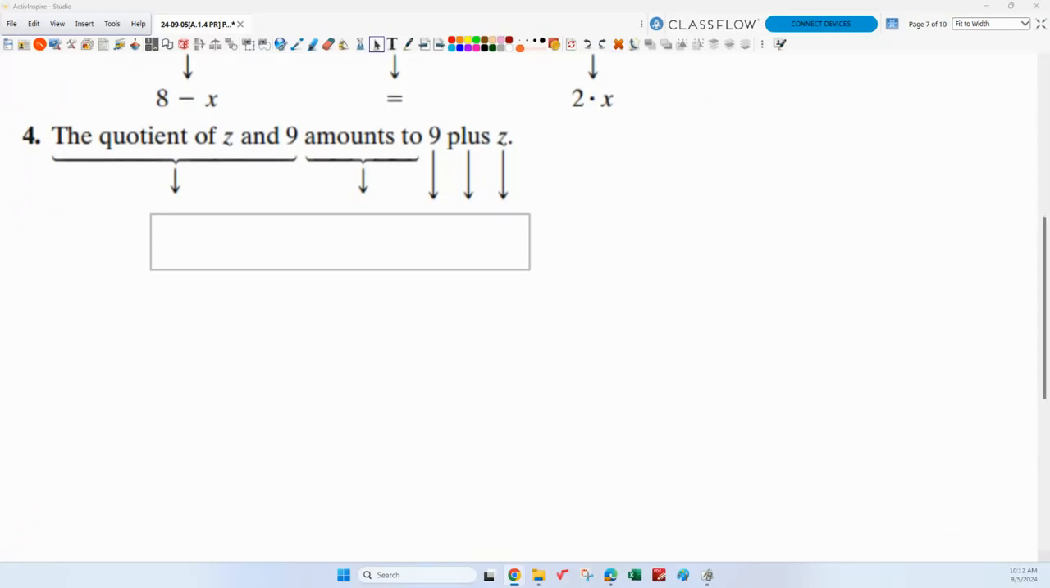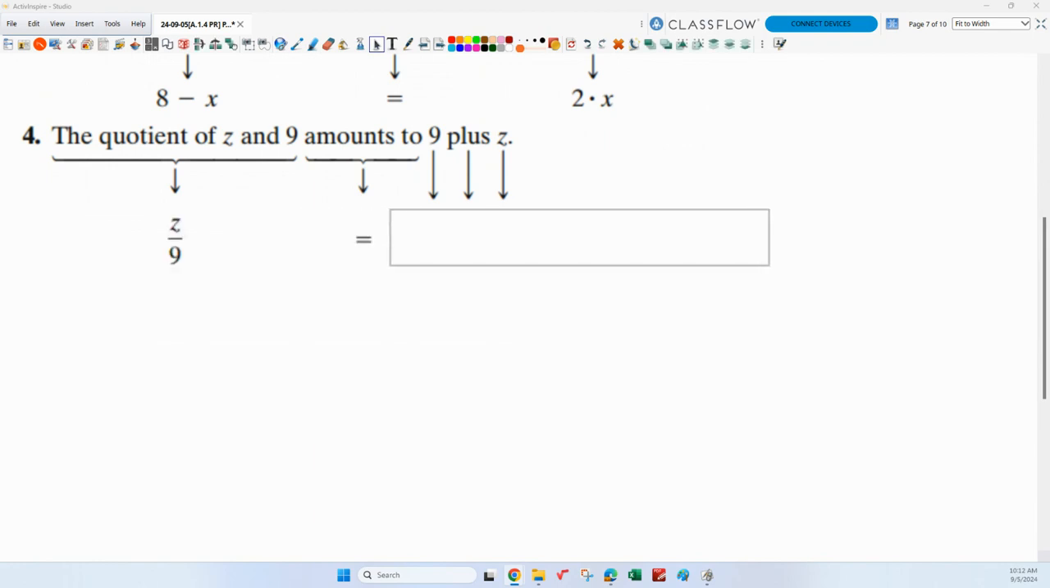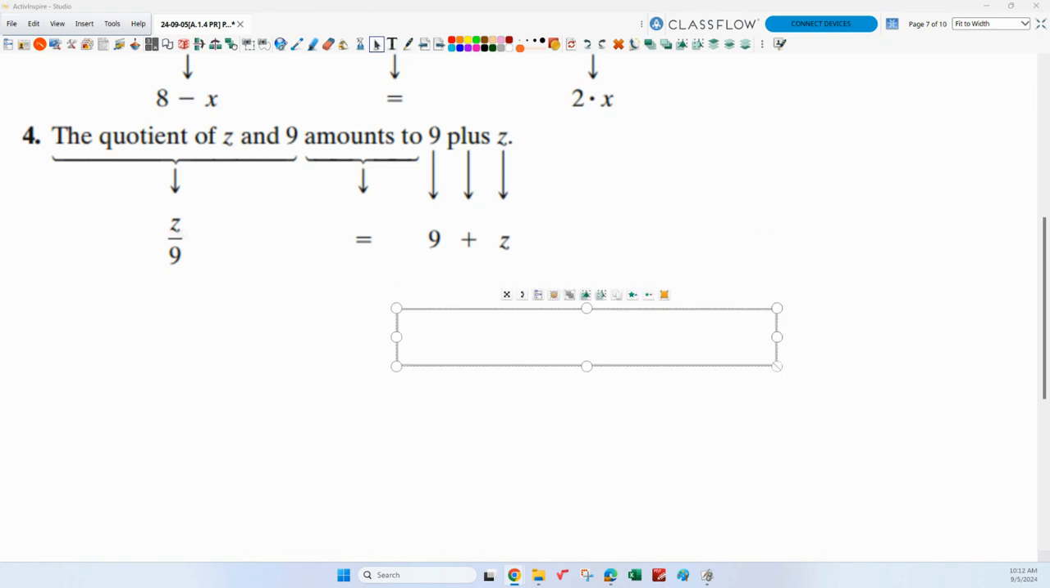Okay. And then finally, how about this guy? The quotient of z and 9 amounts to, so that's equals, right? 9 plus z. What's the quotient of z and 9? Quotient means division, right? That's kind of one of our math words for division. So z divided by 9 equals, and then 9 plus z. That's pretty self-explanatory. Okay, good?